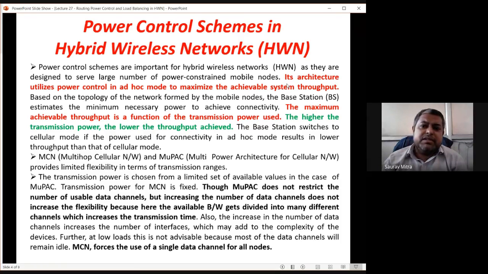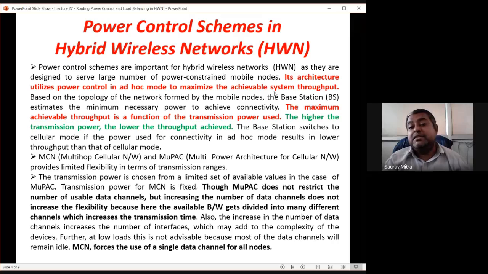So same issue, because a hybrid wireless network has the features of ad hoc wireless nodes. Ad hoc wireless nodes have the feature of being power constrained. Hence, inside a hybrid wireless network also there will be power constrained ad hoc nodes. And saving their energy, saving their power, is a very important job in the case of HWN also.